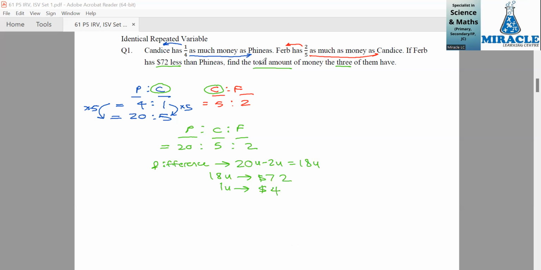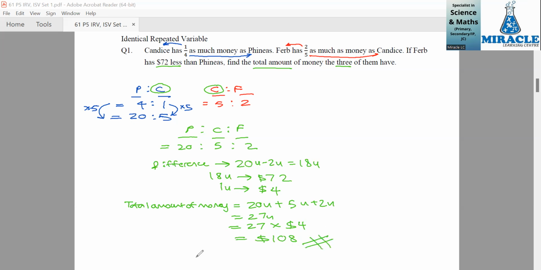So the question wants to know the total amount of money the three of them have. So the total amount of money would be their total number of units. So 20 units plus 5 units plus 2 units equals 27 units. And this is equal to 27 times $4, which gives us $108. So this is your final answer.